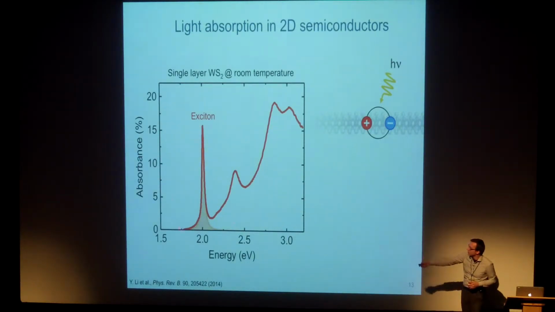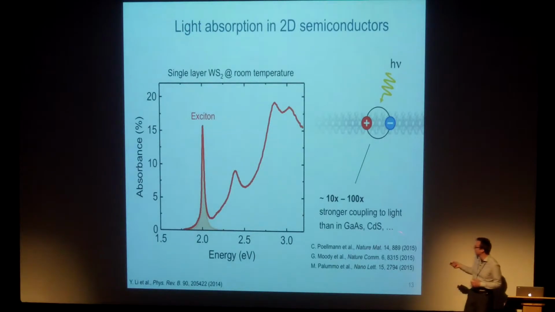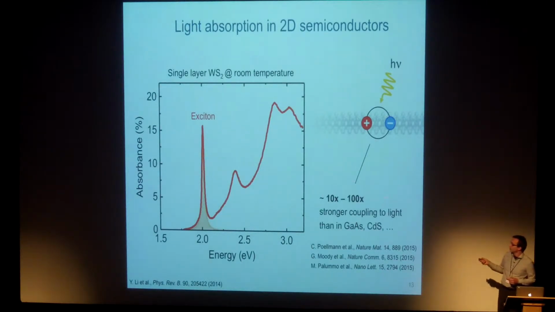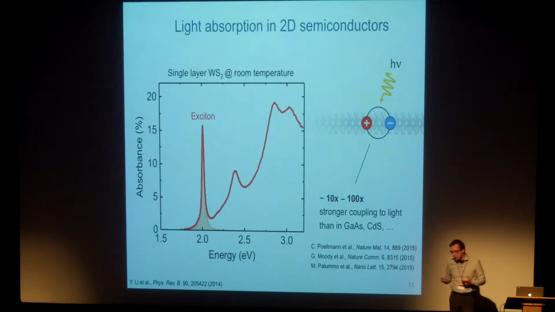And if we extract the strength of the absorption for such a peak and compare it with more conventional materials, such as gallium arsenide, for example, or II-VI materials, we see the coupling to light is 10 to 100 times stronger. So with quite some consequences. So the question is why it is the case, and of course, what can we learn about these particles?